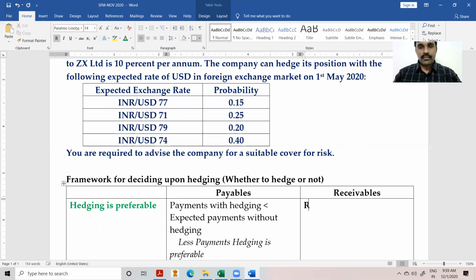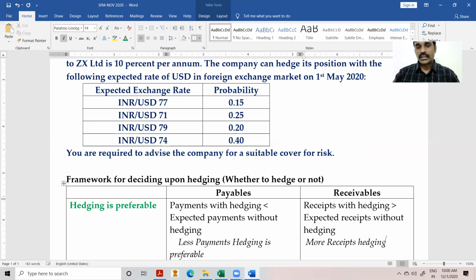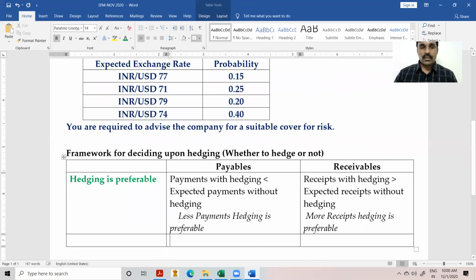In a similar manner, for receipts: when receipts with hedging are more than expected receipts without hedging, that is, more receipts, hedging is preferable. It appears to be very simple, but it should be drawn before solving the problem.